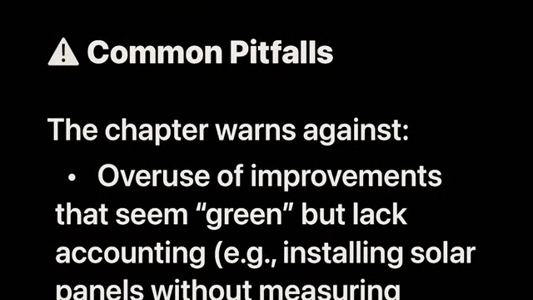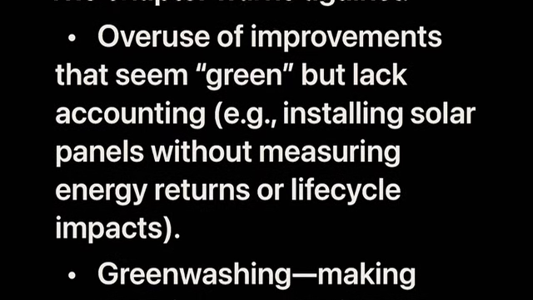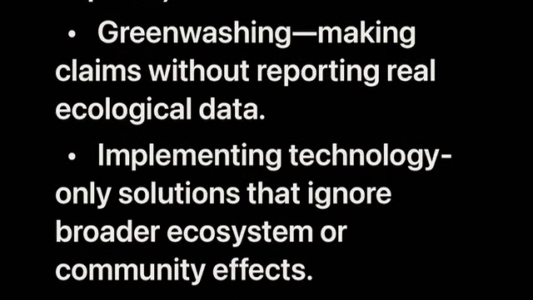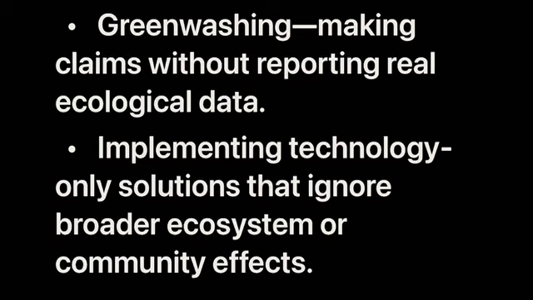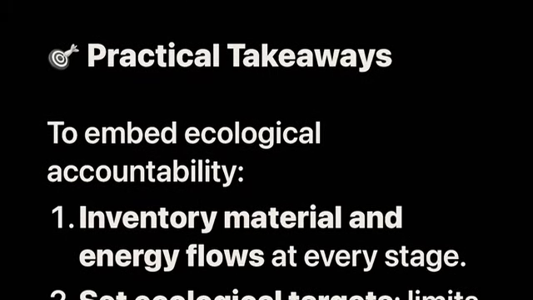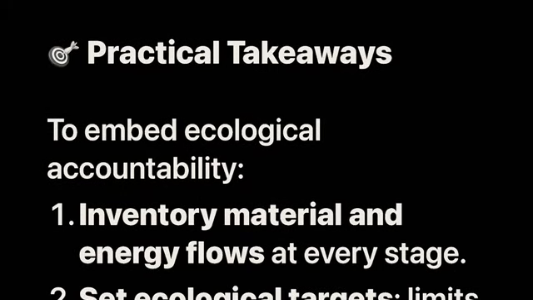Common pitfalls. The chapter warns against overuse of improvements that seem green but lack accounting, e.g. installing solar panels without measuring energy returns or life cycle impacts. Greenwashing, making claims without reporting real ecological data. Implementing technology-only solutions that ignore broader ecosystem or community effects. Practical takeaways. To embed ecological accountability.